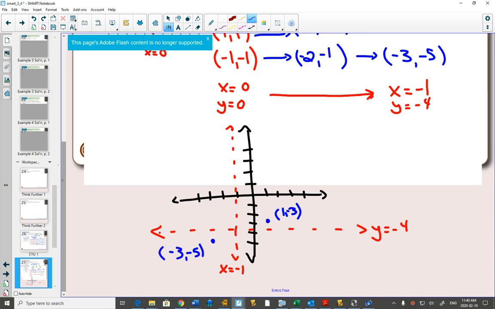Once I have those 2 points and my asymptotes and I know the shape of my original graph, I can draw my graph towards my asymptotes, and now we have our final graph.